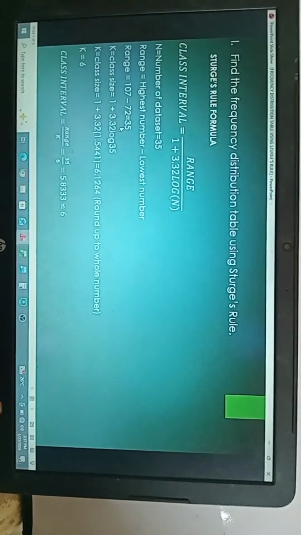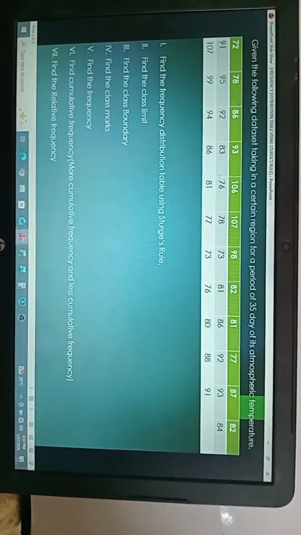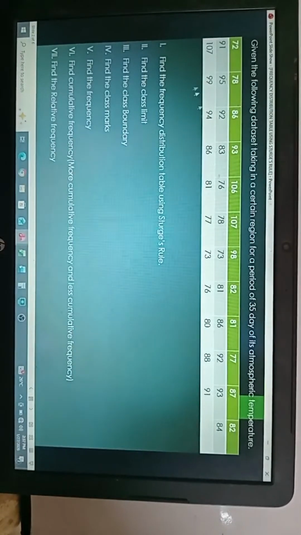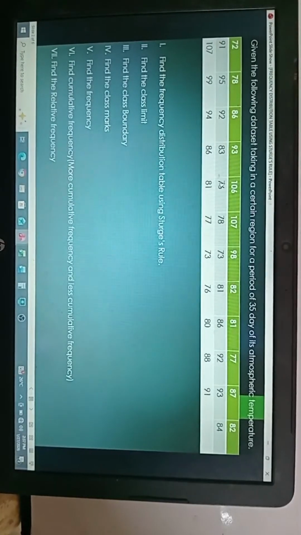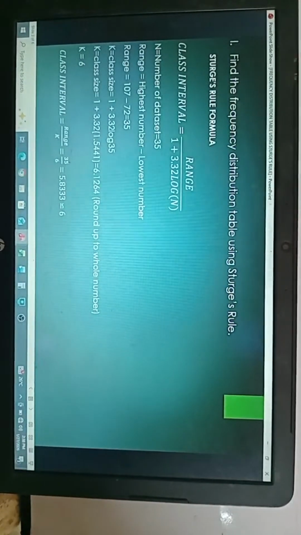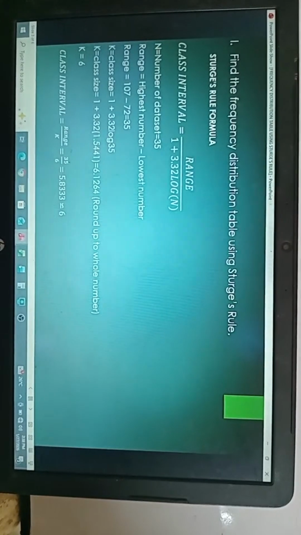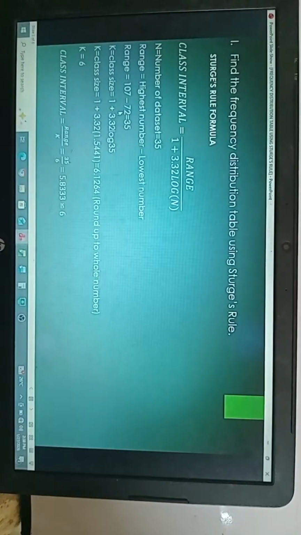Let's show the data now. As you can see, 107 is the highest value here. We have two 107s and we have 72 to be the lowest number among this data set. So we are going to subtract 107 minus 72. It's going to give us 35. That's how to calculate our range. That is, range is equal to 107 minus 72, giving us 35.